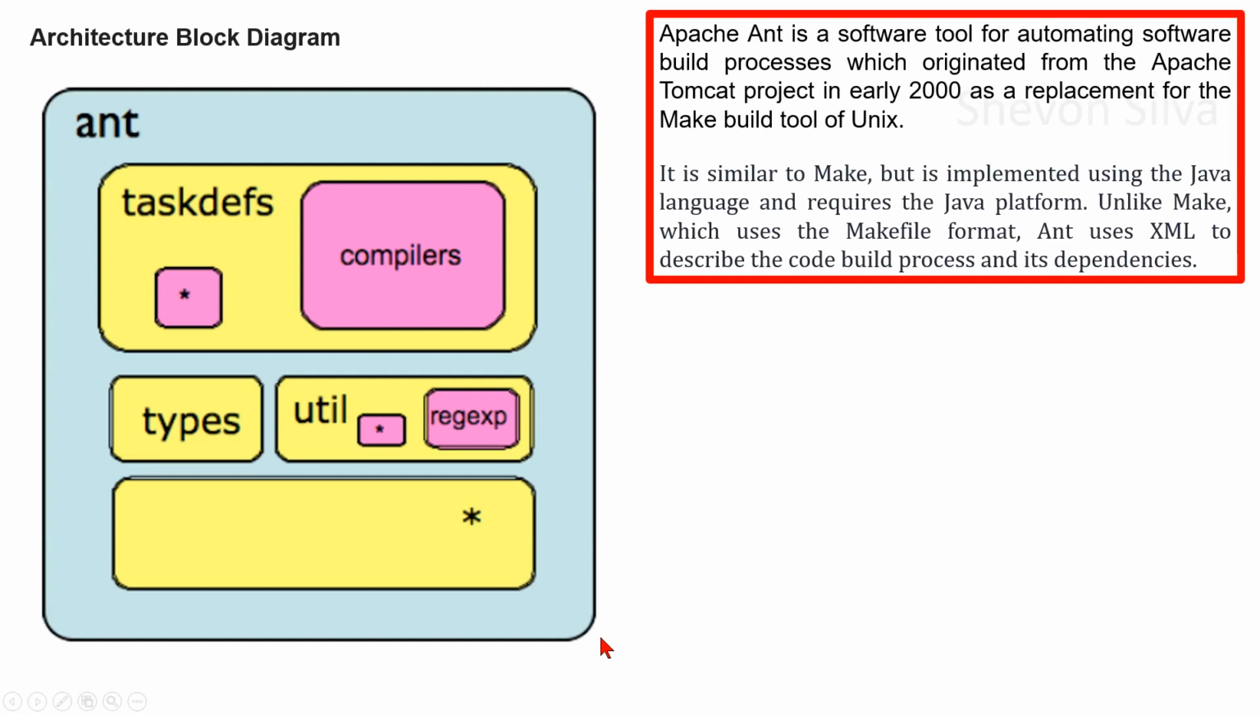software tool for automating software build process, which originated from the Apache Tomcat project in early 2000 as a replacement for the Make build tool for Unix. It is similar to Make, but it is implemented using the Java language and requires the Java platform. Unlike Make, which uses the Makefile format, Ant uses XML to describe the code build process and its dependencies.